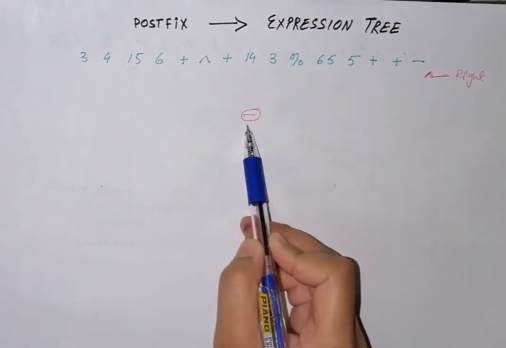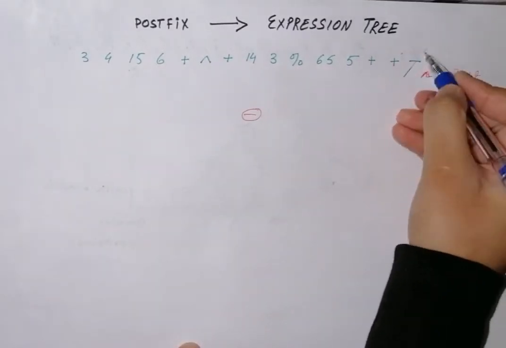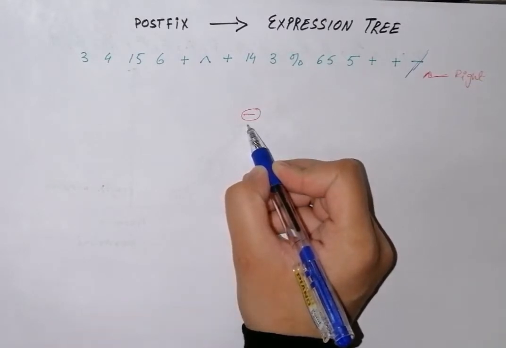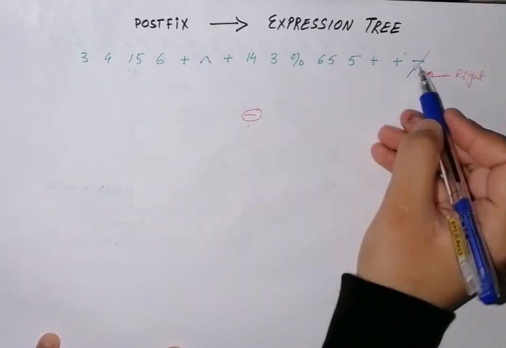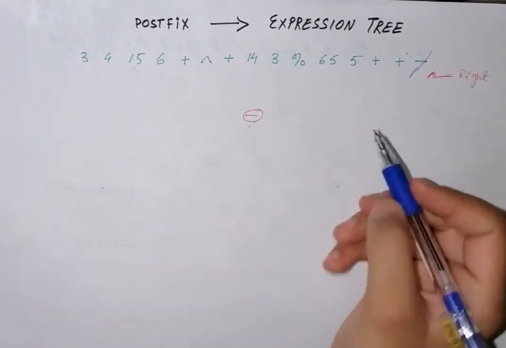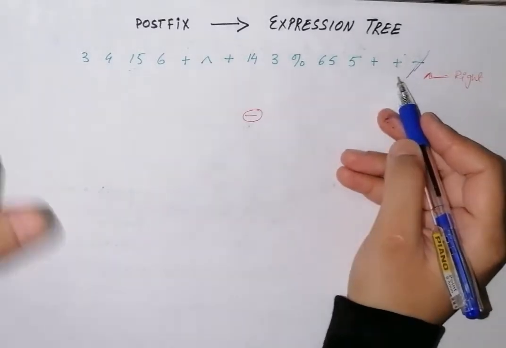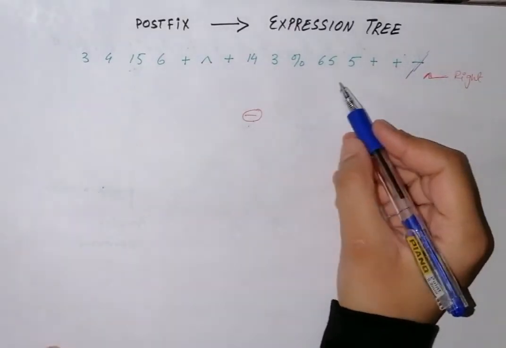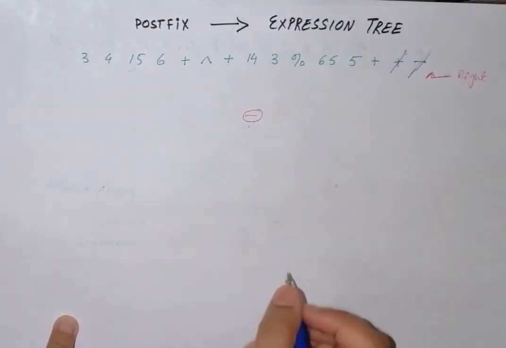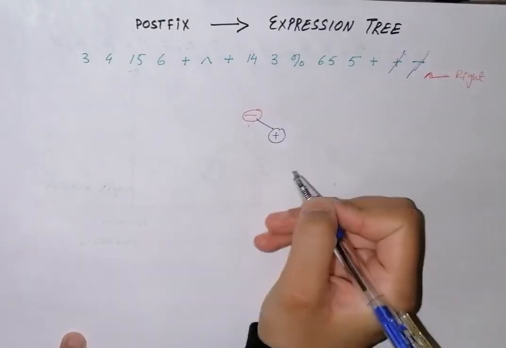So here in the expression tree, we have created this node. Sorry, this is not a child node, this is a root node, my bad. This minus is my root node here. I have inserted one node in the tree. Starting from the right side, moving towards the left side, the very next encountered character is this plus. So I just insert it at the right side of the tree.